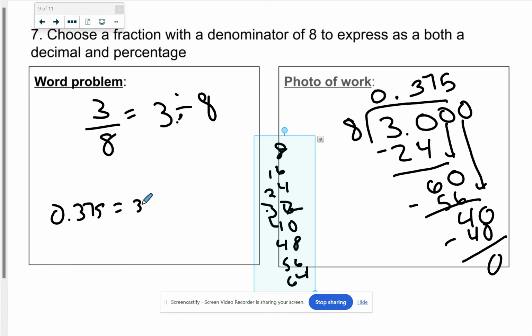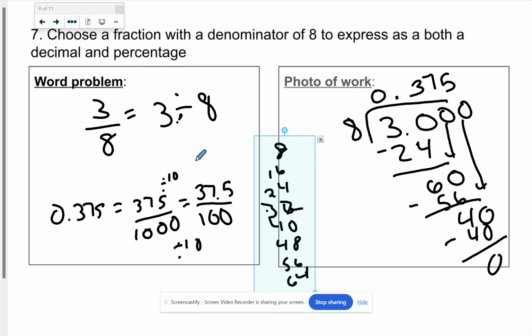That is equal to 375 thousandths. To get a percentage, we want a number out of 100. So we're going to divide by 10. 375 thousandths divided by 10 is 37.5 out of 100, which is 37.5%.